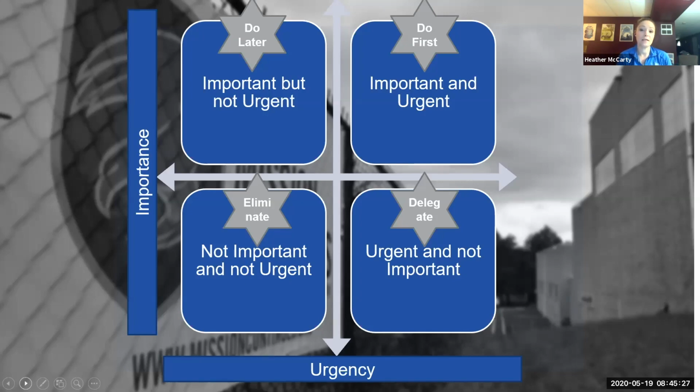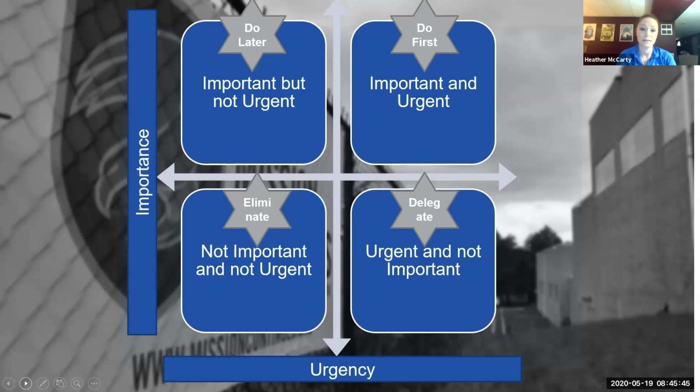And then you can see in the upper right-hand quadrant that important and urgent. These are those things that we have to focus on, we have to do first. And they go to the top of your to-do list. And then along the bottom, you'll see those things that are not important and not urgent. Those are the things that we can really just eliminate.